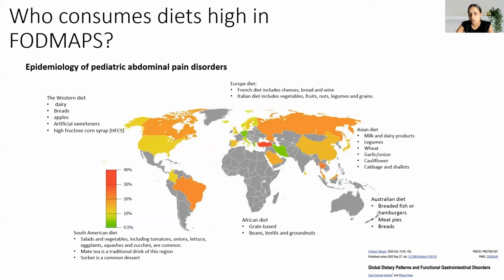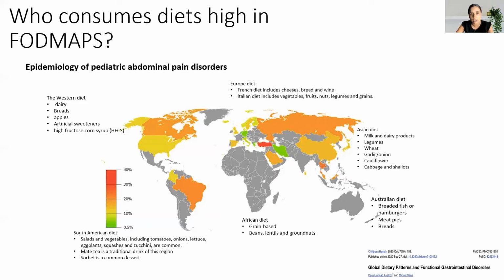functional gastrointestinal disorders. Notably, though, Asian populations are shown to consume high amounts of FODMAPs, with legumes, milk, wheat, garlic, cauliflower, cabbage, etc. But they have a reportedly low incidence and prevalence of functional gastrointestinal disorders. Further studies are necessary to show if there's a link between the consumption of FODMAPs in the diet and the development of functional GI disorders in children.